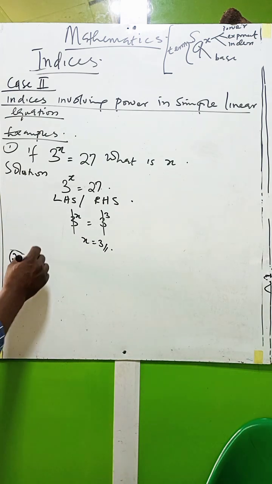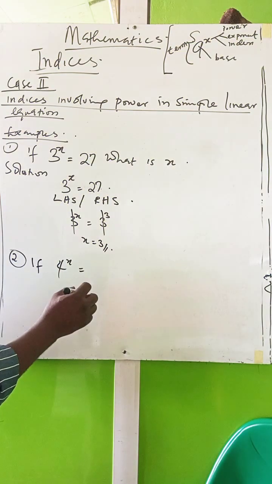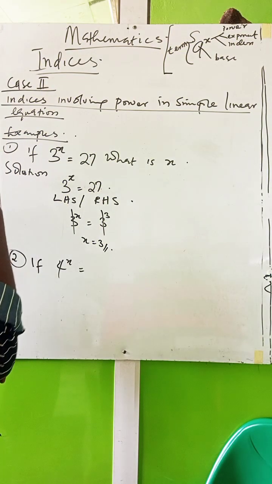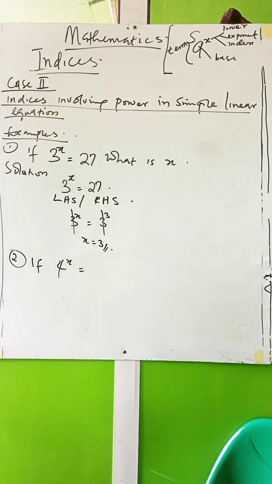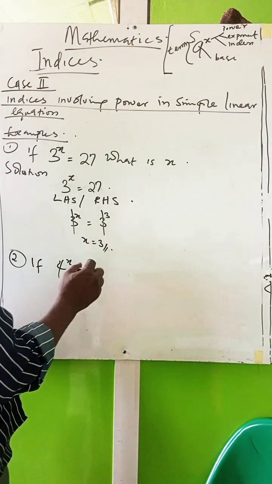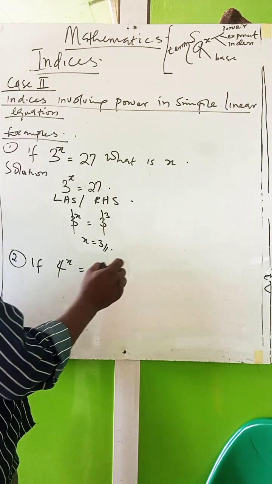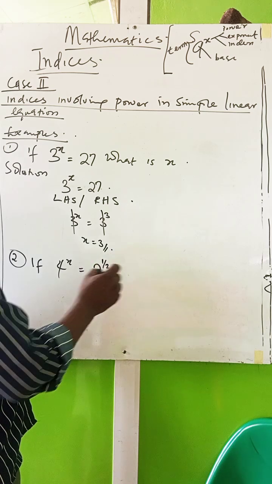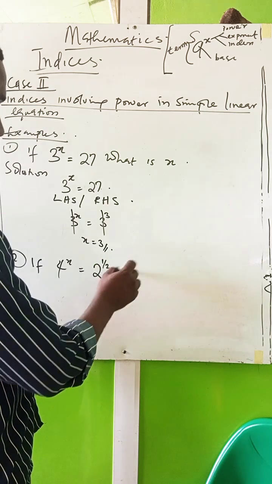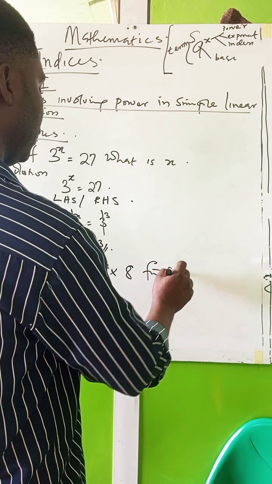Let's see example 2. If 4 raised to power x equals 2 raised to power 1 over 2 times 8, find x.